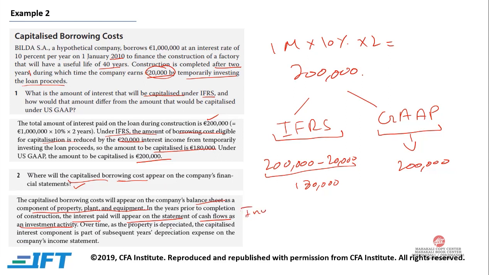Over time, as the property is depreciated, the capitalized interest component is part of subsequent depreciation expense on the company's income statement. So, as the balance sheet amount of property, plant and equipment increases, further down the road, this would be reduced by depreciation.